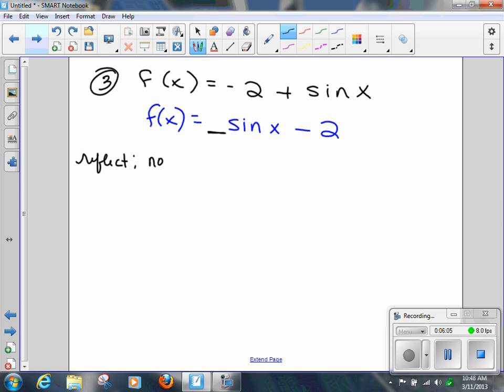All right, here we go. No reflection. Sine curve, is it going to curve up or down? It's going to go up, so I'm just going to draw my little up. Then my amplitude. Folks, what's the amplitude? It's the absolute value of 1, which is 1. And then vertical shift at -2. Is everybody cool with that?